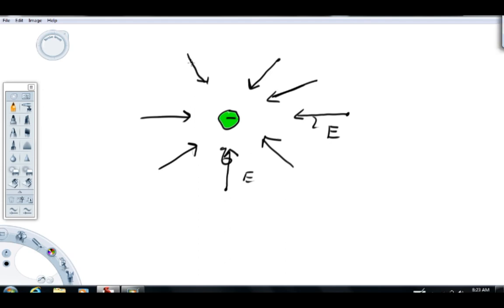And again, presumably I could calculate the magnitude of any one of these electric field vectors by kq over r squared, if I knew a q and an r, k being the Coulomb constant, 9 times 10 to the 9th. So there's a little bit about how to calculate electric field vectors.